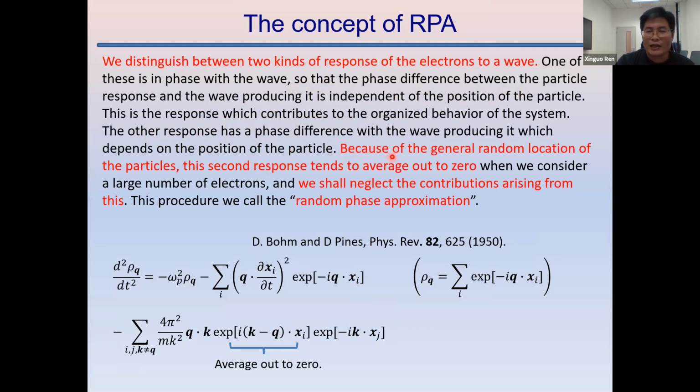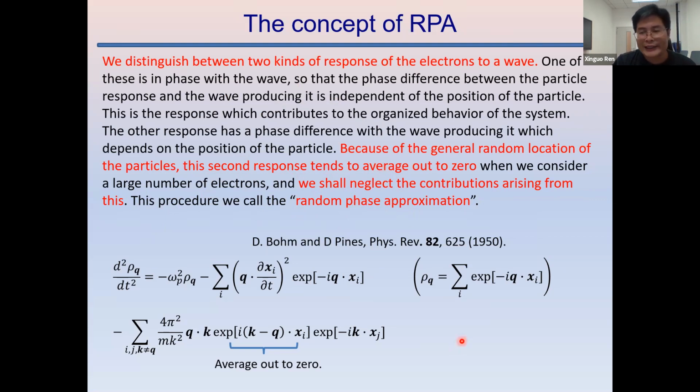Because the locations of the particles are random, this second response tends to average out to zero when there are a large number of electrons, or when there is a high electron density. So they average to zero, and as a first approximation, you can neglect the contribution arising from this. This procedure they call the random phase approximation. So this is the theoretical concept.